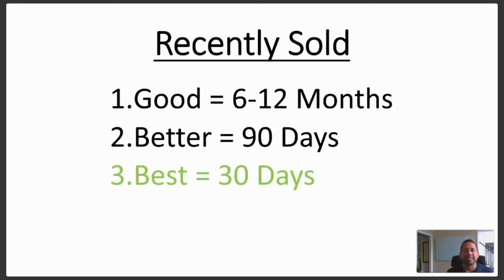What do we have here? Recently sold. So what is good? 6 to 12 months. Yeah, that's good. Sometimes you have to go a little bit further out because there may not be the same exact property sold. What's better? Less than 90 days. And what's the best? 30 days, or before.